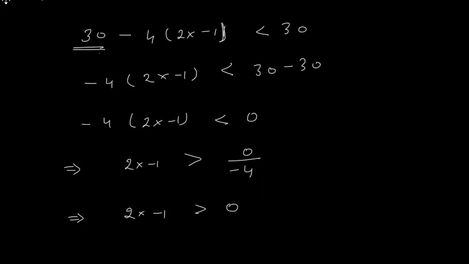It is up to you, or your teacher will suggest, whether you write what you are doing, and for better practice you write. Like here you transposed 30 to the right hand side, so write transpose 30 to the right hand side, or you say subtract 30 from both the sides. Here you have divided both the sides by minus 4, so write divide both the sides by minus 4. Okay.